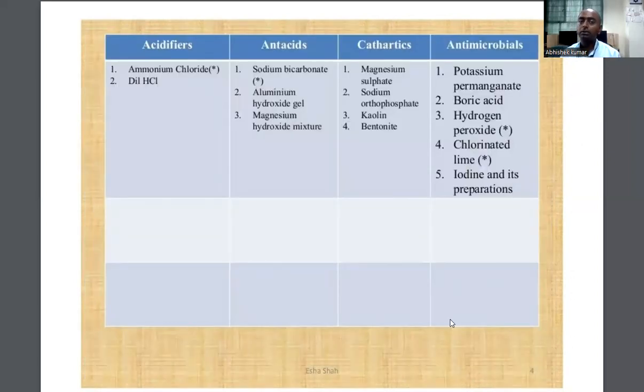So, acidifiers. Ammonium chloride is an example of inorganic acidifiers. Dilute hydrochloric acid is also an example of inorganic acidifiers. Antacids: sodium bicarbonate is an example of inorganic antacids. Aluminium hydroxide gel and magnesium hydroxide mixture are antacids which we generally take in the form of tablets.